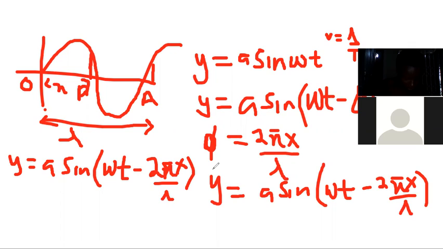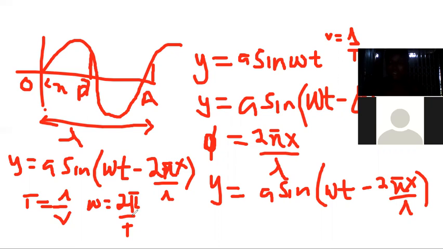So looking at this formula, we can also say t is equal to wavelength all over v. And looking at this here, omega t is equal to 2 pi, so omega is equal to 2 pi all over t. In angles, one complete distance is 2 pi. We did this when we were doing radians and the rest. So please be careful with the confusing.